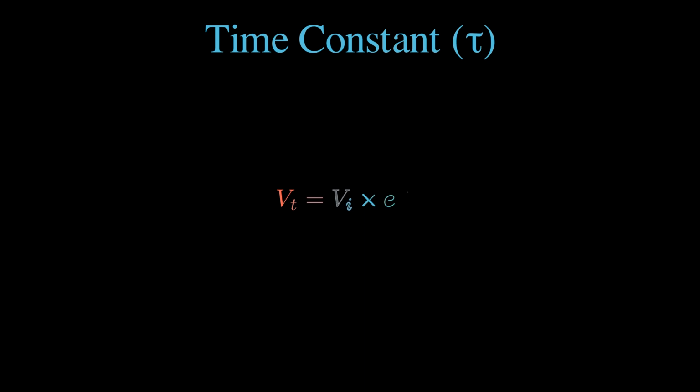It is expressed by the following relationship, where V sub t is the volume at time t, V sub I is the initial volume, e is Euler's number, and tau is the time constant. Time constant can be calculated during inspiration or expiration. Mathematically, one time constant is equal to the product of resistance and compliance.